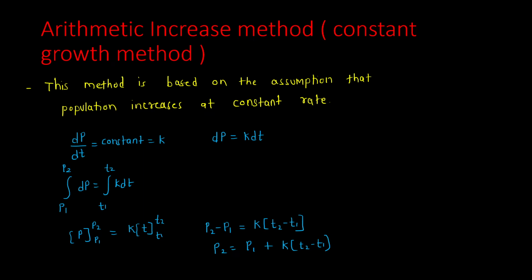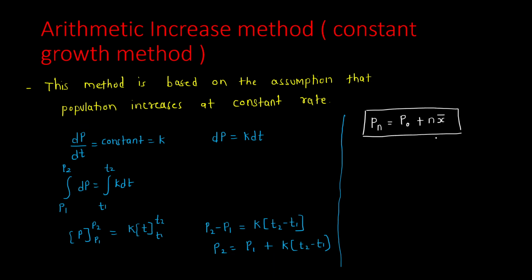Now from this we can write the main formula of the arithmetic increase method. The main formula is: population at any time equals the initial or latest population plus the number of decades times x bar. This formula you have to remember. It is derived from here, but the derivation is not important; the formula you have to remember.